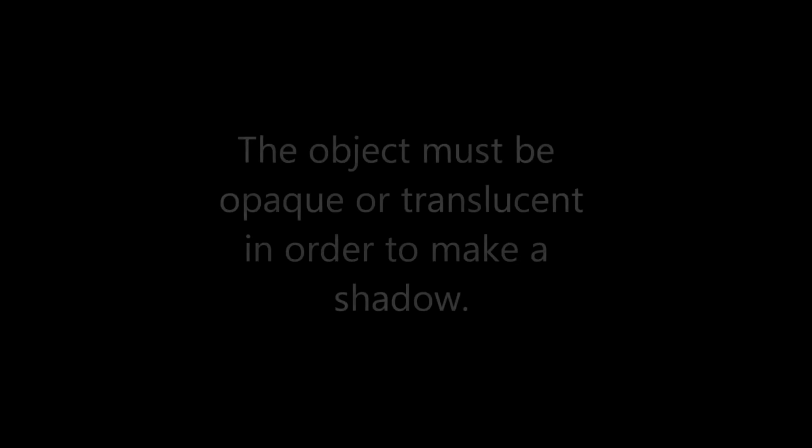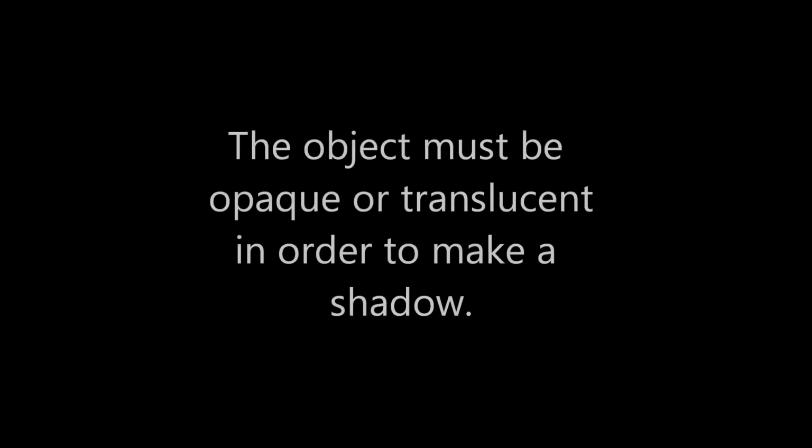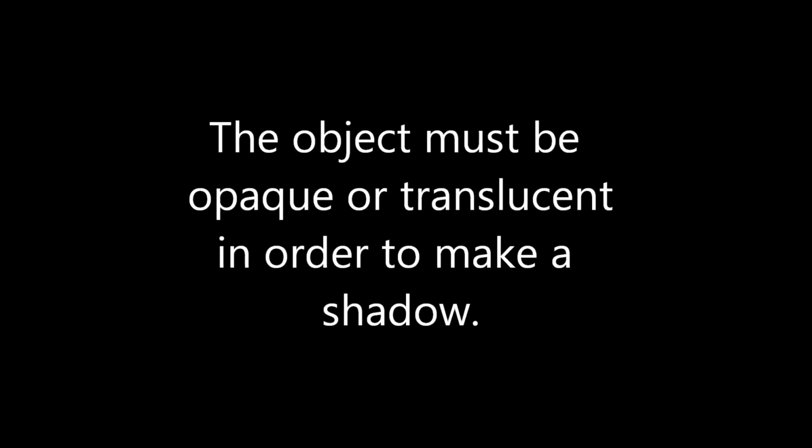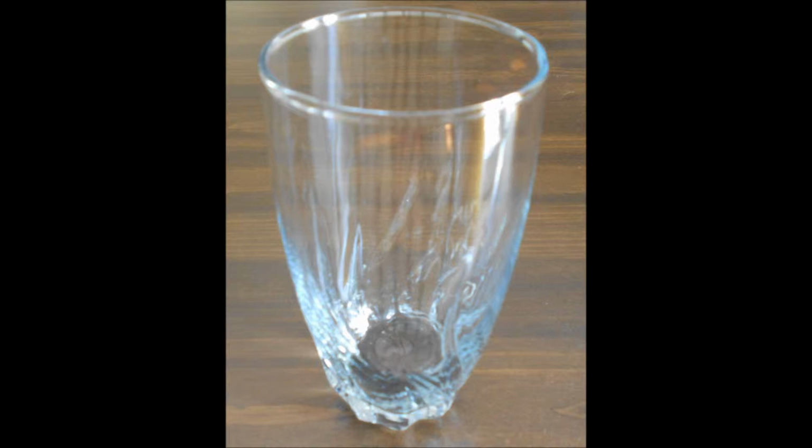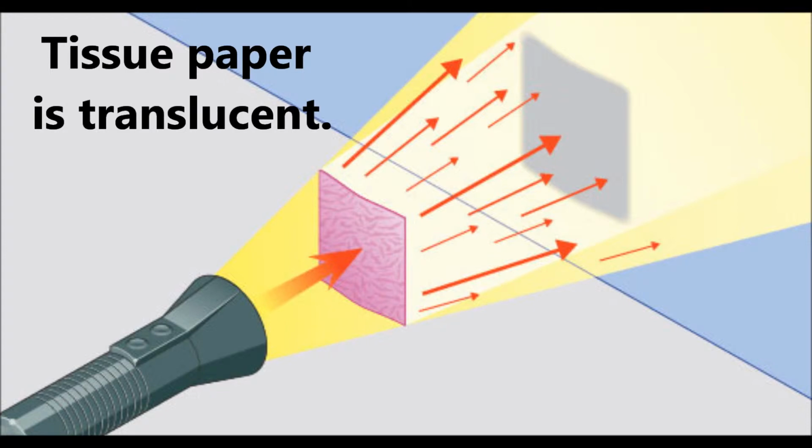A shadow is made when an opaque or translucent object blocks a light source from traveling through it. The object must be opaque or translucent to make a shadow. A transparent object, such as glass, will not make any shadow, as light will pass straight through it. Translucent objects make faint shadows.